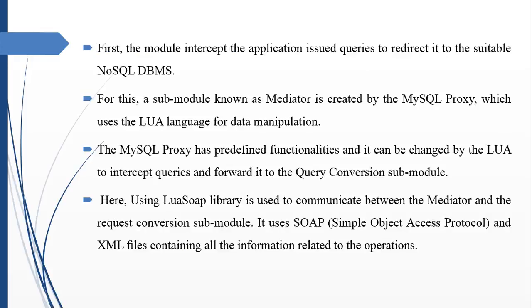First, the module intercepts the application issued queries to redirect them to a suitable NoSQL DBMS. For this, a submodule known as a mediator is needed, which is created by the MySQL proxy, which uses the LUA language for data manipulation. The MySQL proxy has predefined functionalities and it can be changed by the LUA to intercept queries and forward them to the query conversion submodule. Here, the LUA SOAP library is used to communicate between the mediator and the request conversion submodule. It uses SOAP, Simple Object Access Protocol, and XML files containing all the information related to the operations.